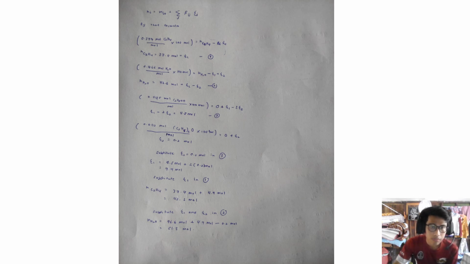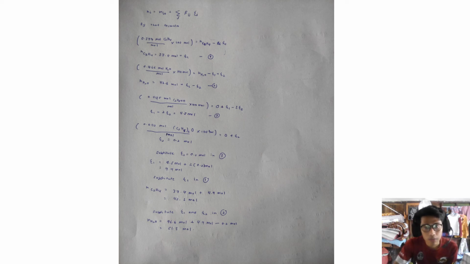Lastly, 0.02 mole of diethyl ether over mole times 100 mole is equivalent to 0 plus Z2. So we will get Z2 equal to 0.2 mole. So next, we need to substitute Z2, which is 0.2 mole, in equation 3. So Z1 is equivalent to 4.5 mole plus 2 times 0.2 mole. So we will get 4.9 mole for Z1.